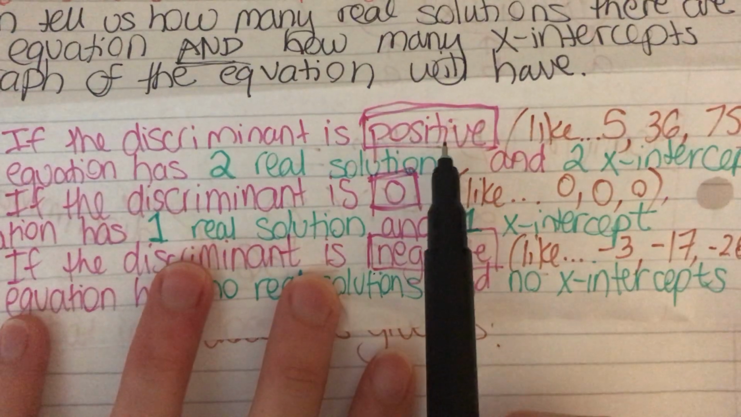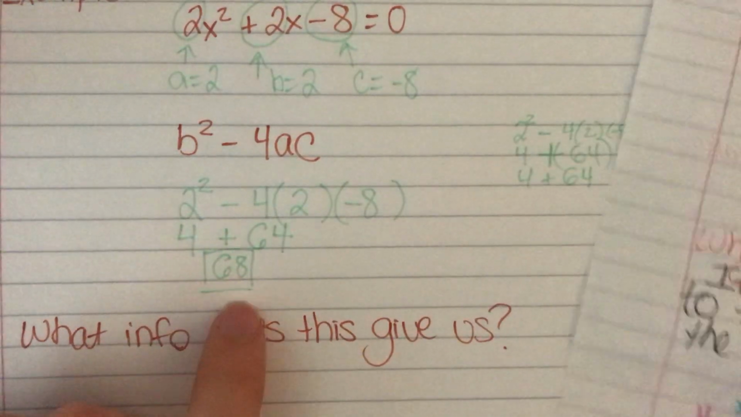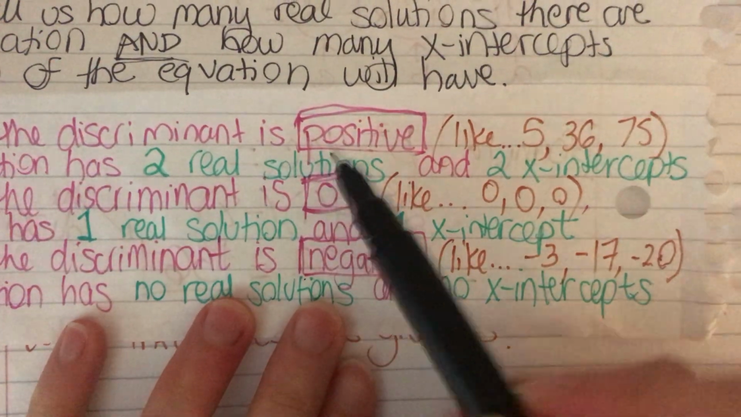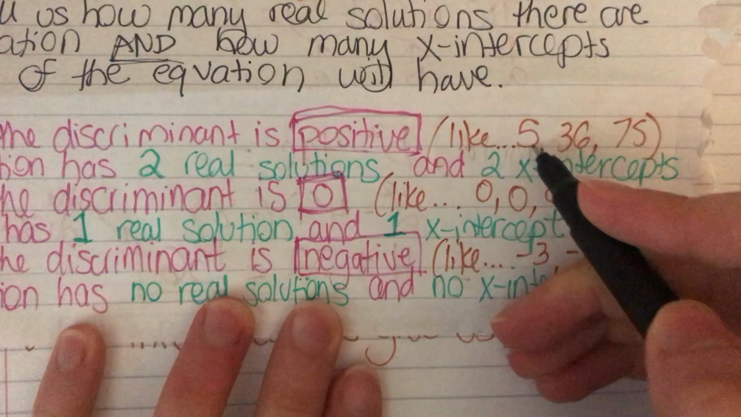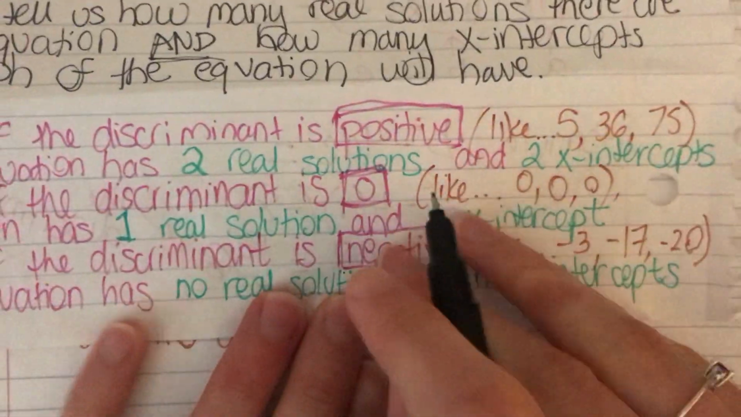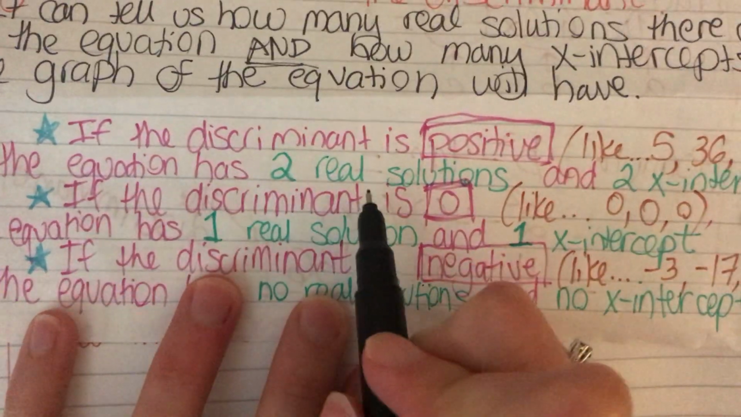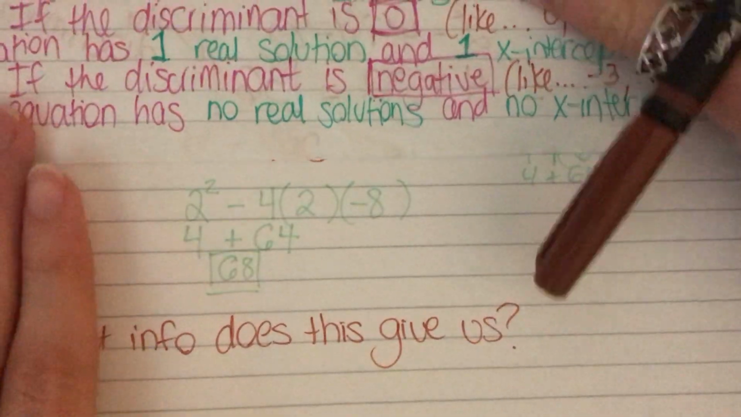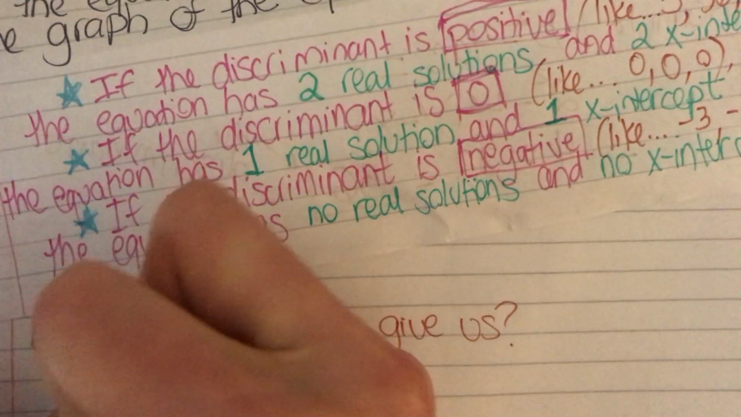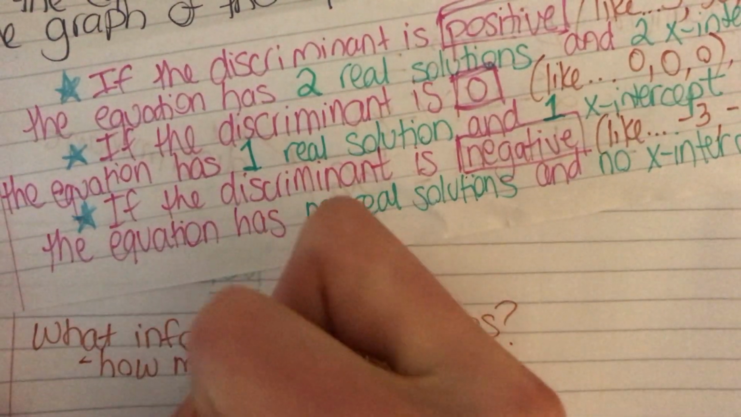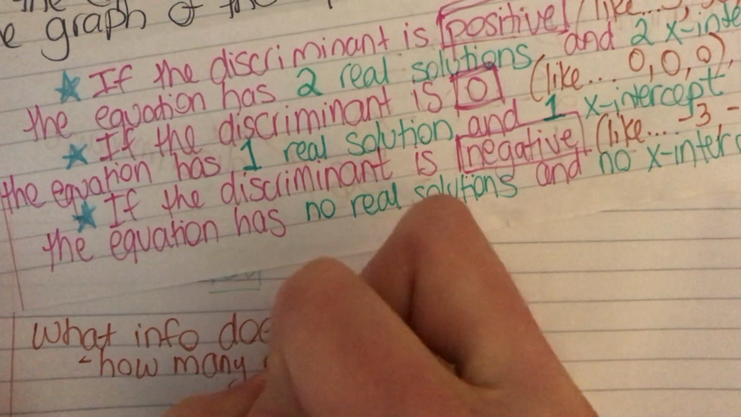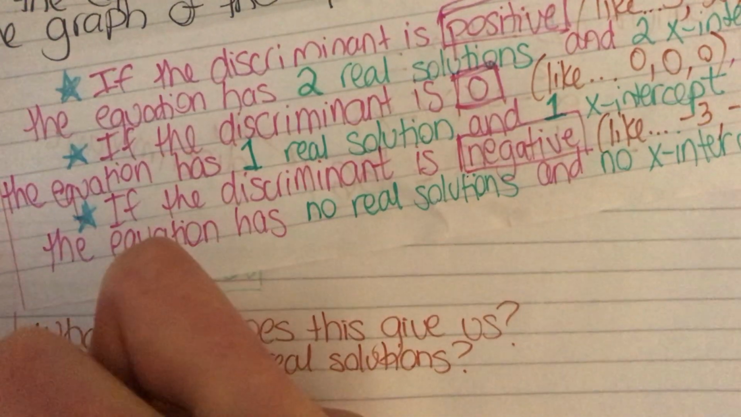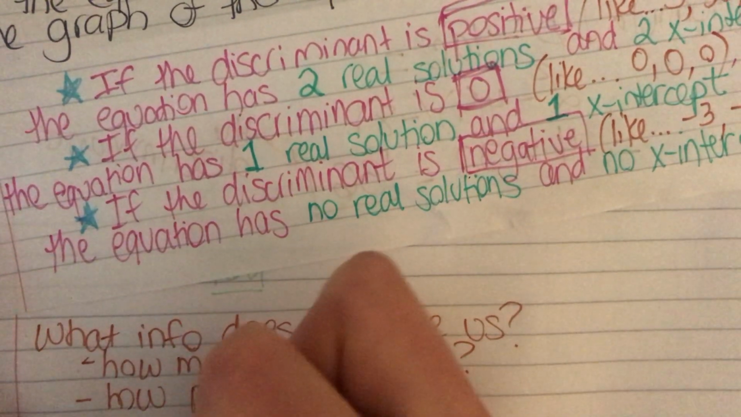If the discriminant is positive, okay, so the example we just looked at, the discriminant was 68. Is that a positive number? Yes, okay? So if the discriminant is positive, like, here's some examples, 5, 36, or 75, as long as it's a positive number, the equation is going to have 2 real solutions and 2 x-intercepts, okay? So the info that the discriminant gives us is how many real solutions and how many x-intercepts.